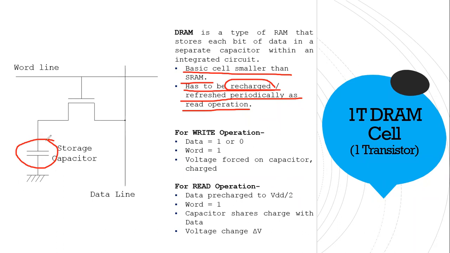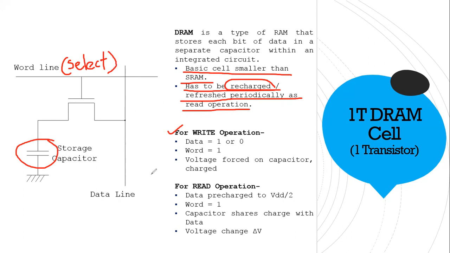Okay, remember. For the write operation, there is a line called the word line and a line called the data line. This word line can be called select as well. There is a line called word line, that is select. And there is one line that is called data.